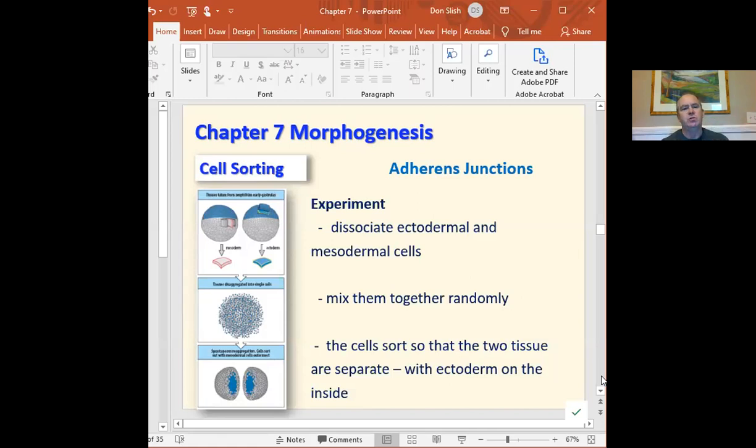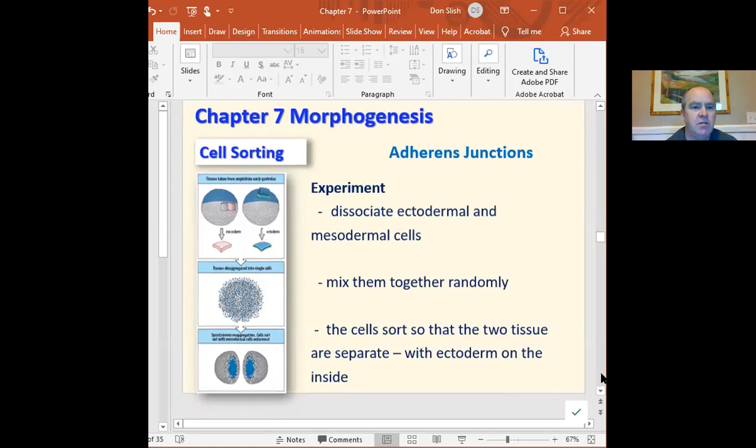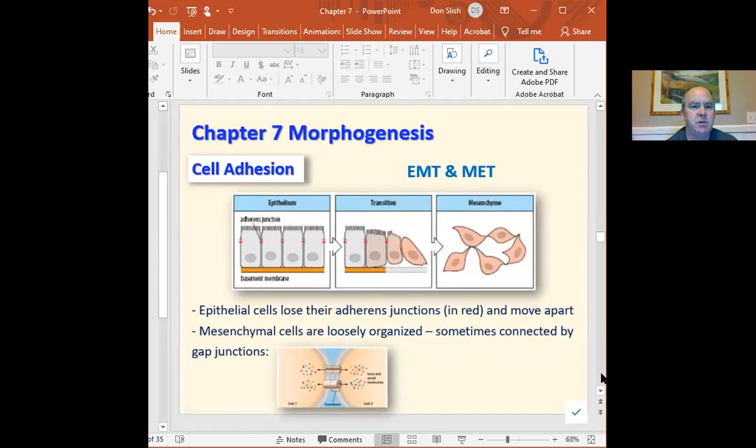Those with different cadherins won't. So here they're showing an experiment where they took some mesoderm and some ectoderm. They dispersed each into individual cells and put them together in the same tissue, and the mesodermal cells grabbed each other, the ectodermal cells grabbed each other, and they formed two separate tissues. So that's again showing that cells will sort themselves based on what cadherins are being expressed. Another important thing for cadherins is when they let go.